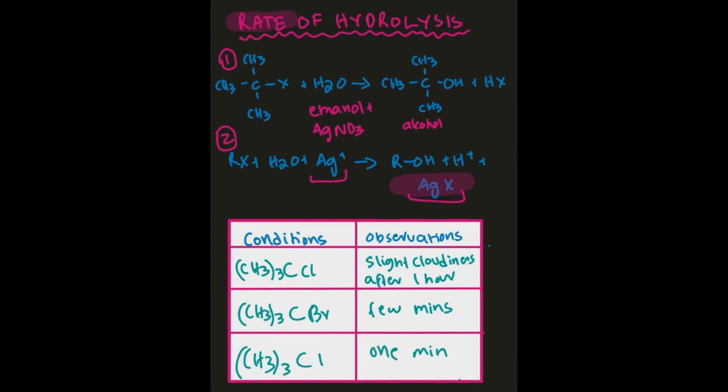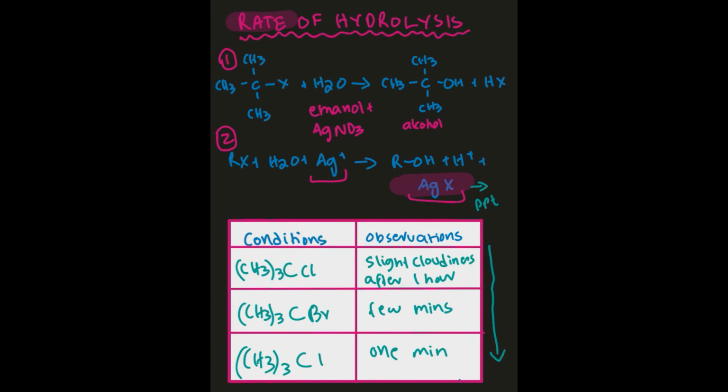So as you can see, as you go down this table, the time taken for this precipitate to form is going to decrease. This is because the bond energies are decreasing. Now if you look at it in this case, it's going to take more time for the carbon and chlorine bond to break, because you need this chloride ion to form this precipitate over here, AgCl. Since it's going to take more time for this to break, it's going to take more time for the precipitate to form. In this case, it takes less time for the precipitate to form.